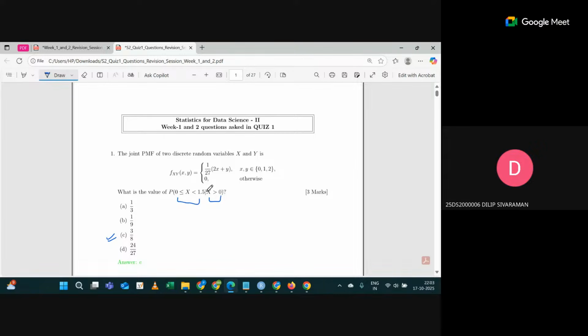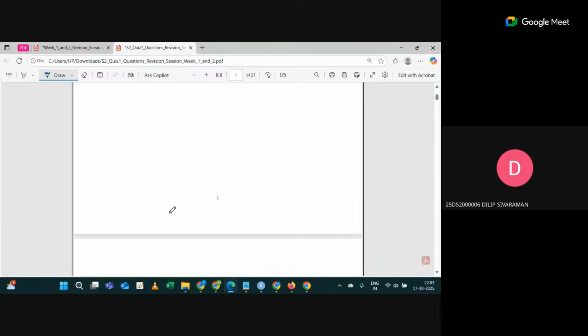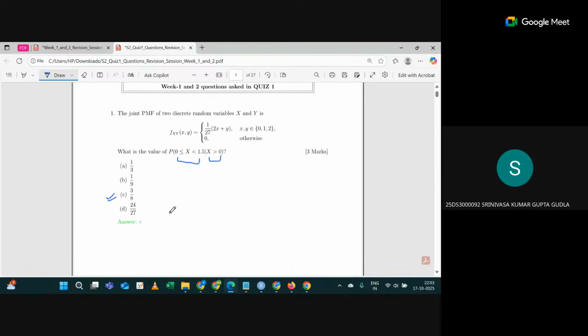Okay, but within the same random variable, how do you find this conditional? It's easy. You take 0, 1.5 to 1. In the numerator, you can take x is equal to 1. First of all, should I solve? Okay.